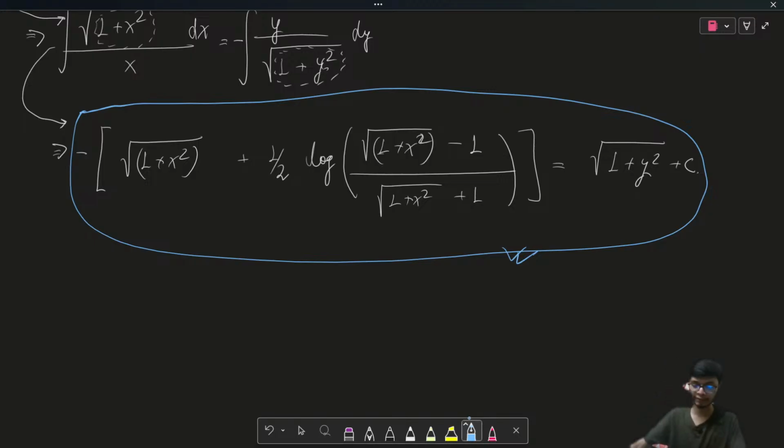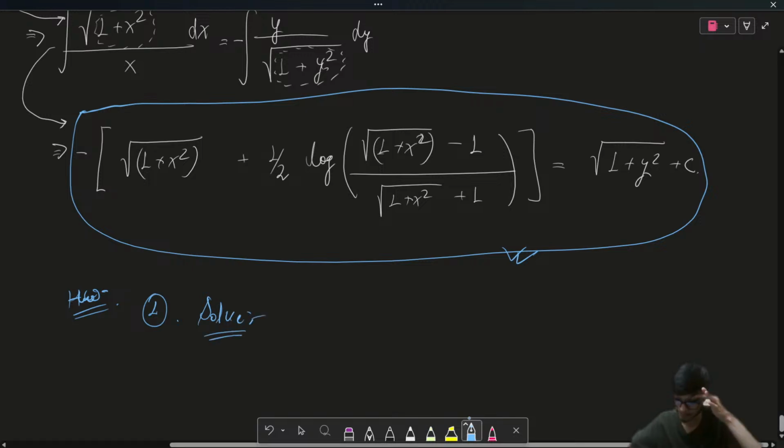Before we end the class, I want to give you some homework problems to practice this type of variable separable form. I don't want to hurry and finish the syllabus in one go. I want to give you some time to understand these topics so we can go on step by step. So please try to solve these few questions using the variable separable form.